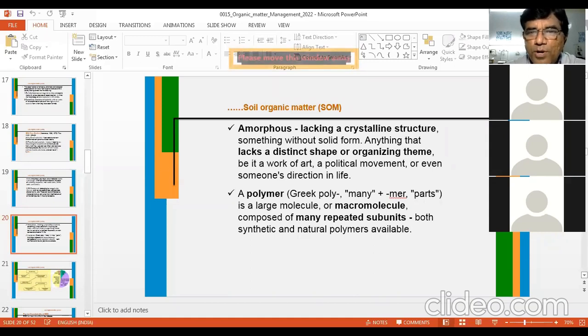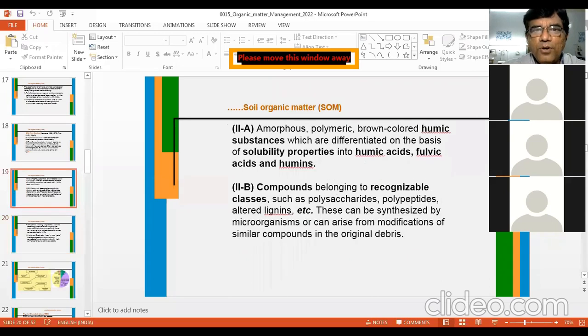Polymer means, poly means many, mer means part. So it is a large molecule or macromolecule composed of many repeated subunits. Both synthetic and natural polymers are available. So this is your amorphous polymeric brown-colored humic substances: humic acid, fulvic acid, and humin.